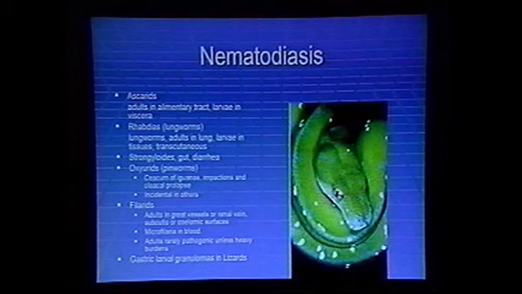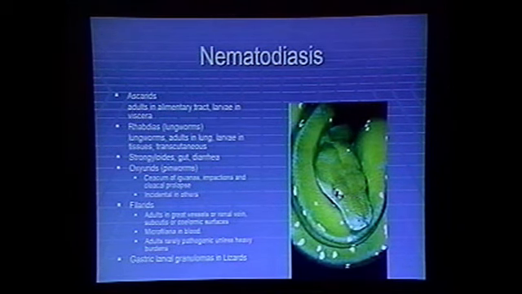Nematodiasis is also seen in reptiles, but generally is not a significant clinical problem. Adults are in the alimentary tract, larvae are in the viscera. Rhabdias species lungworms are seen, the adults in the lung, and the larvae in tissues or migrating transcutaneously. Strongyloides is occasionally seen in the gut and associated with diarrhea. And oxyurids, or pinworms, are frequently seen in the cecum of iguanas. Initially thought to be an incidental finding, they are occasionally associated with impactions and cloacal prolapse.